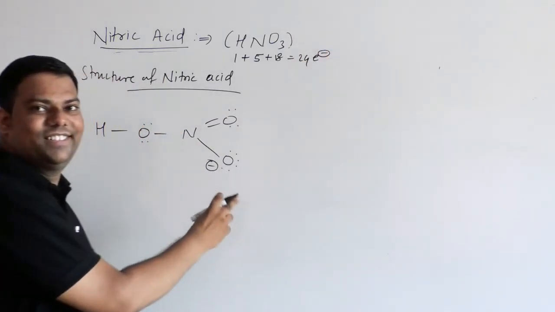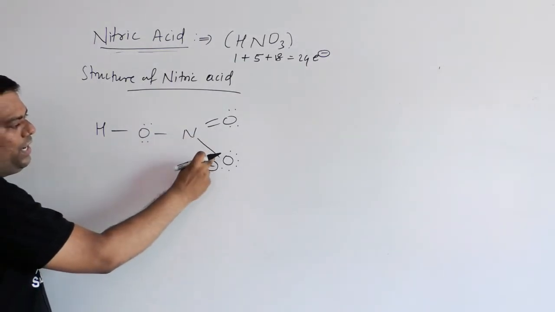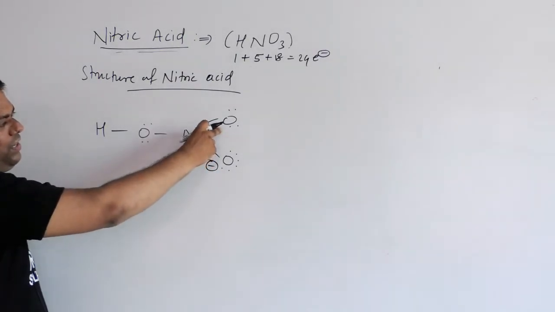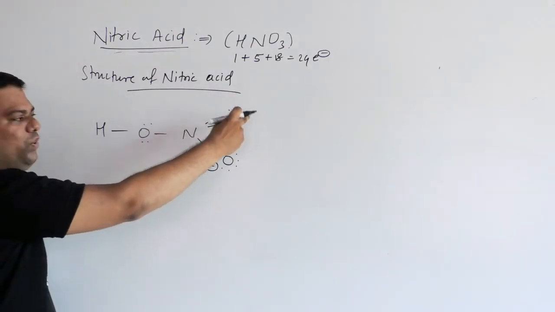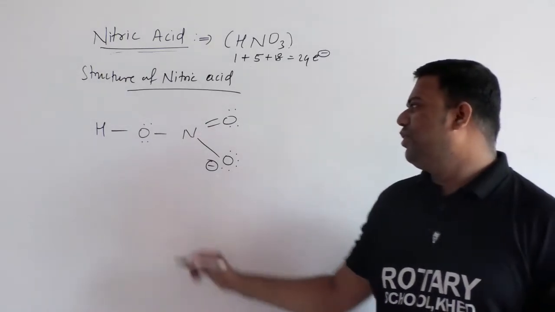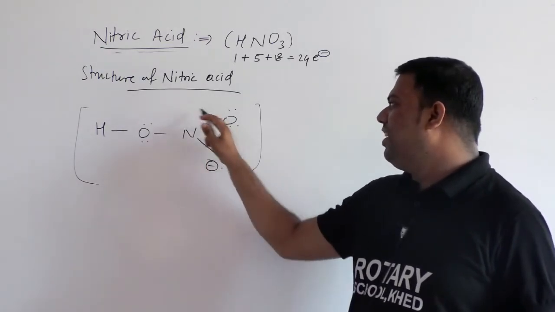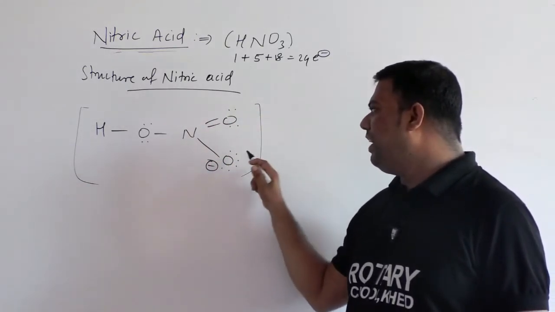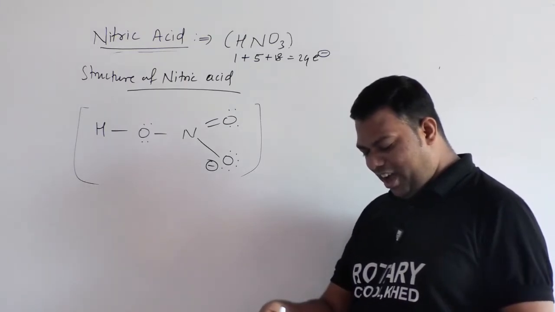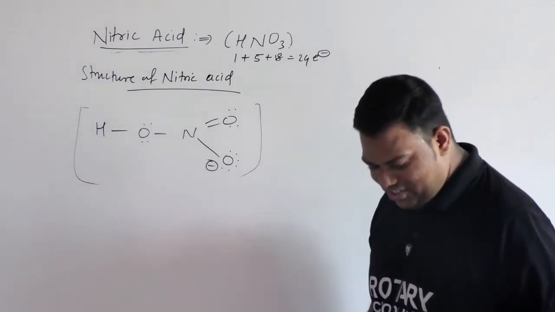So we can calculate here: 1, 2, 3, up to 24. Understood? So whatever structure we draw is correct. You must know this for nitric acid. The nitrogen octet is complete, the oxygen octet is complete, and the hydrogen duplet is also complete. Now we will discuss the nitrate ion, its structure with its resonating structures.